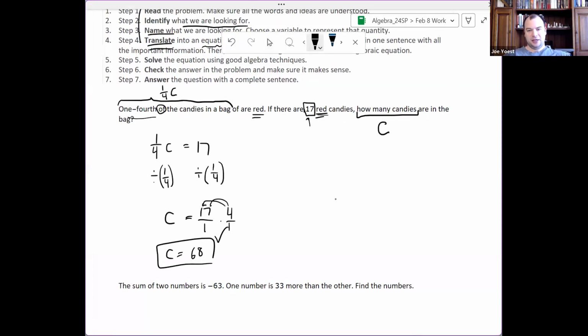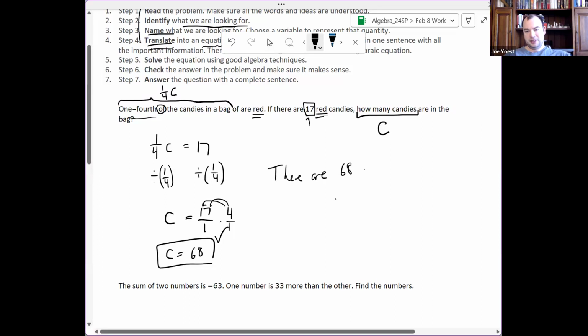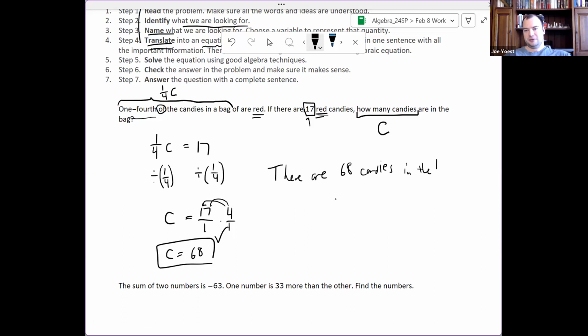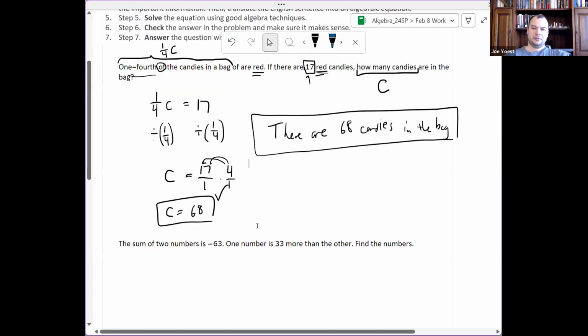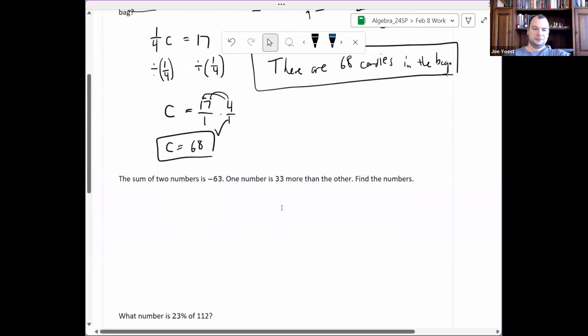I've checked, and now I can answer, there are 68 candies in the bag. I suppose I should put a period if it's a sentence.